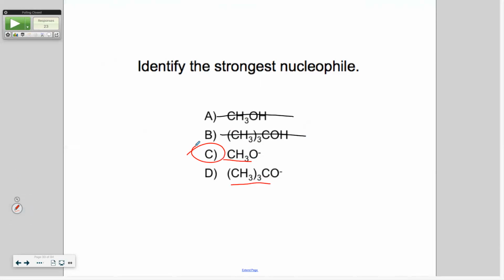Okay, now that doesn't mean that none of these are nucleophiles. They're all nucleophiles because they all have lone pairs. Okay, so they can all function as nucleophiles. These are just stronger ones because they have that negative charge. I tried to draw in the lone pairs.